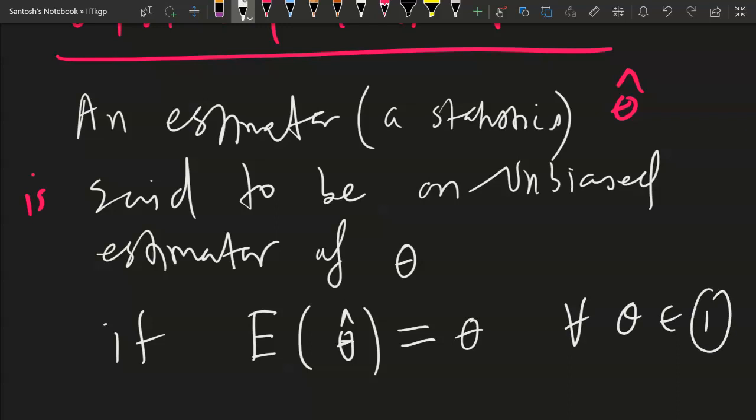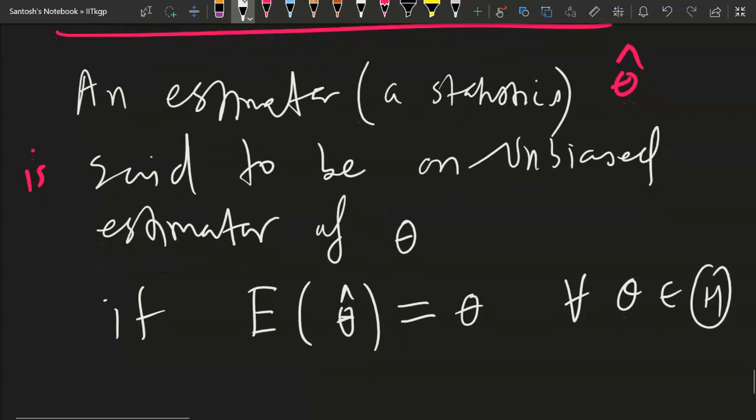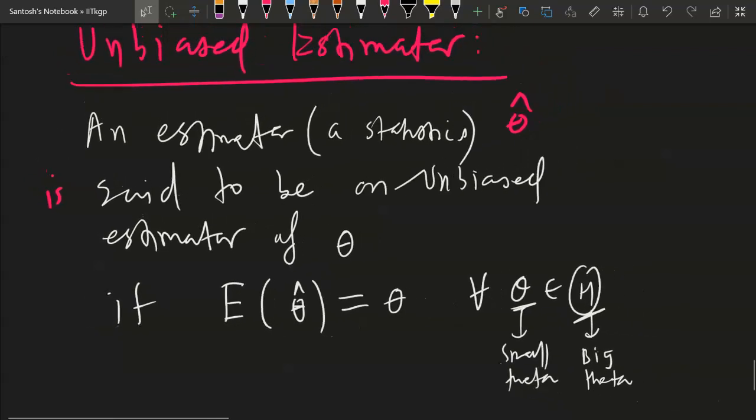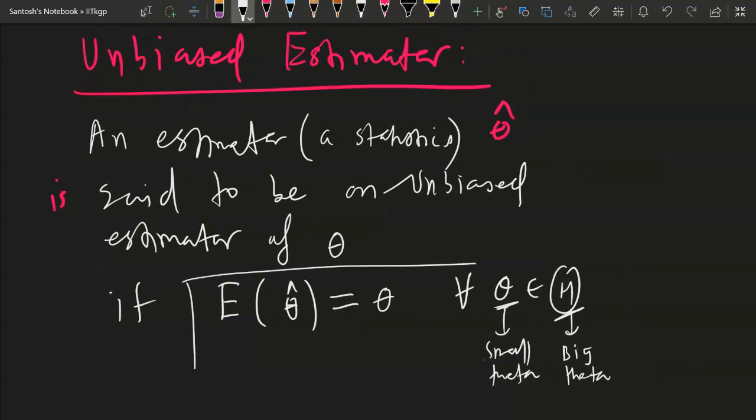theta belonging to the parameter space. So this is small theta, and this is called big theta. The difference is, big theta is the set of all values of theta. So this is the definition.